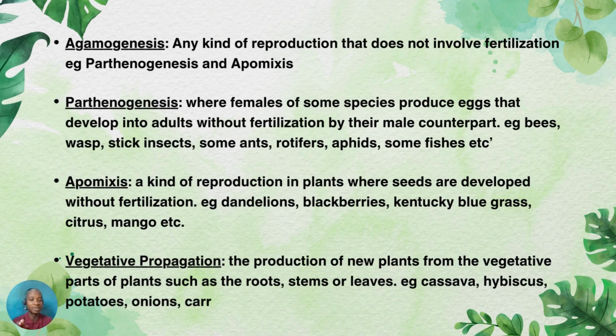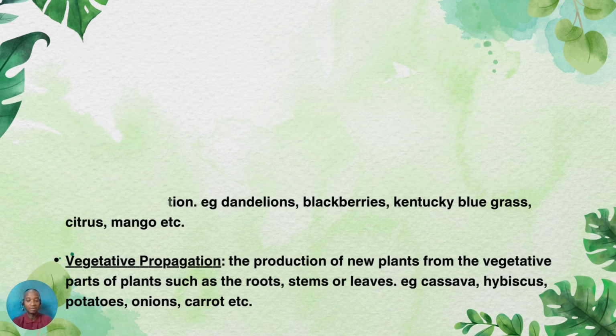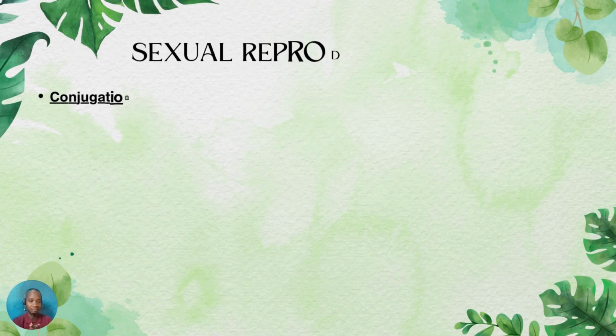We also have vegetative propagation. Okay, the production of new plants which does not involve seeds. Any other parts of the plant that we can use to propagate, like the leaves, the roots, the stem of the plant. Okay, you know the way you cut cassava and you bury it and it starts germinating right away without any seed. We see that in cassava, hibiscus, potato. We see that in onions and carrots and a host of other plants.